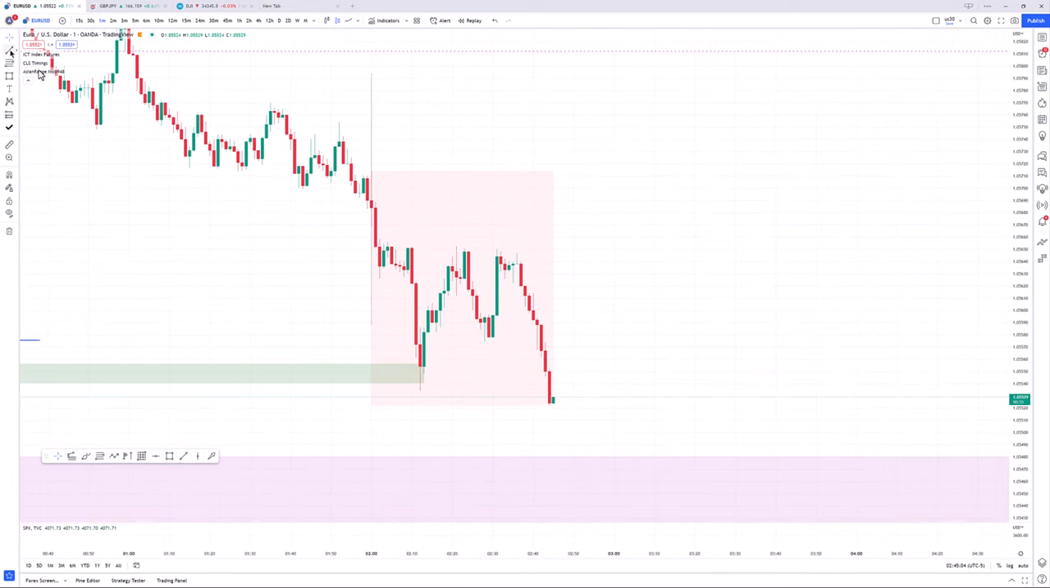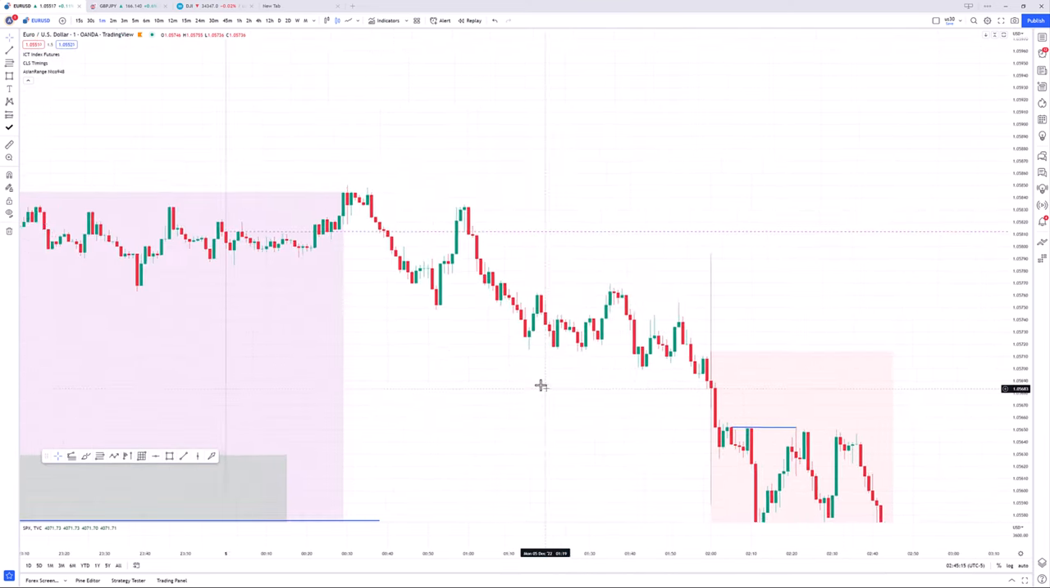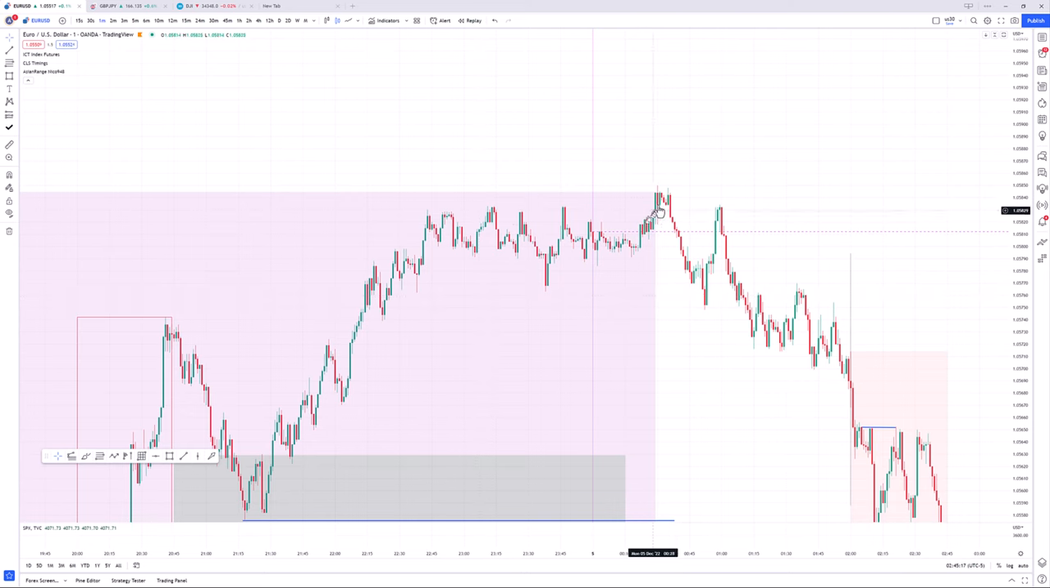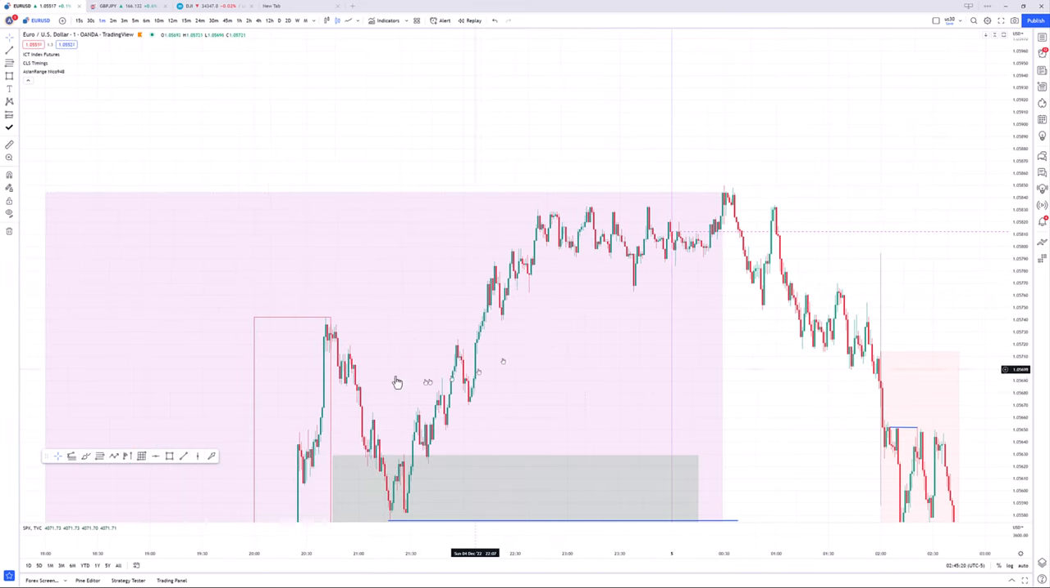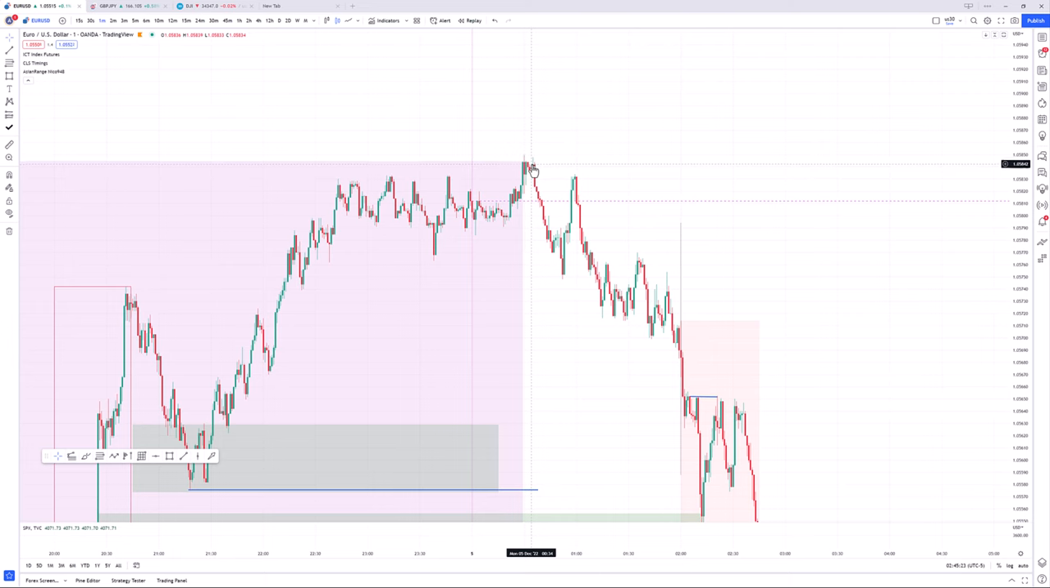For example, here, you can see that the market grabbed this order block's liquidity and shifted downward. Or here, you can see that the market grabbed the liquidity of Asian session and reversed to the downside.